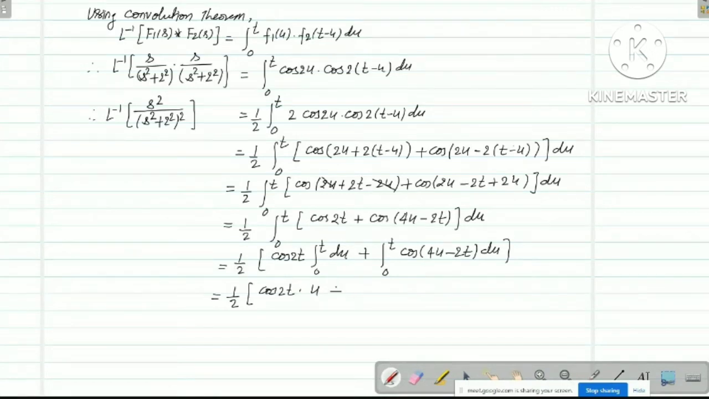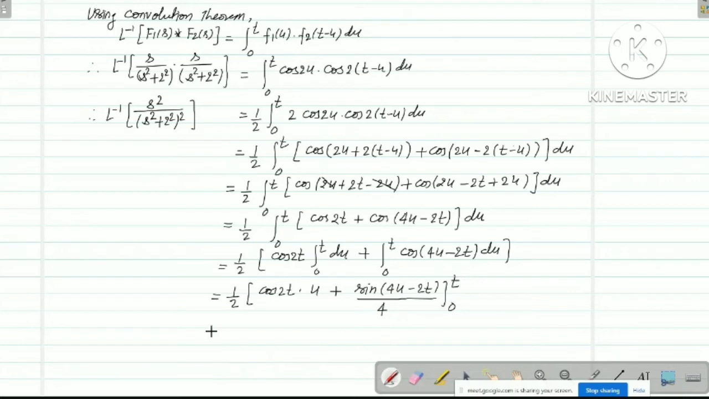So plus what is the integration of cos? Integration of cos is sine. Okay, sine 4u minus 2t, but divide by the coefficient. What is the coefficient of u? That is 4. Okay, because we are integrating with respect to u, and this is the constant, so there is no need of this, and providing limit 0 to t.